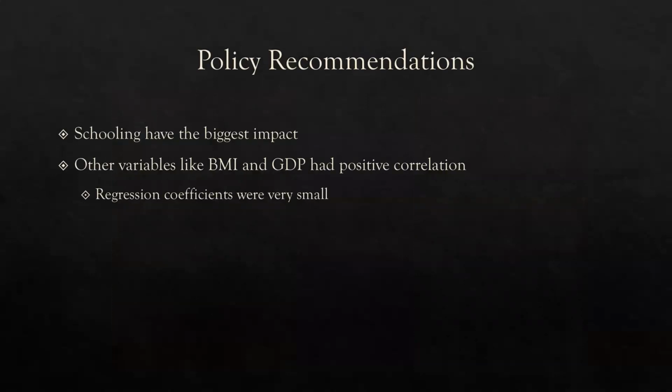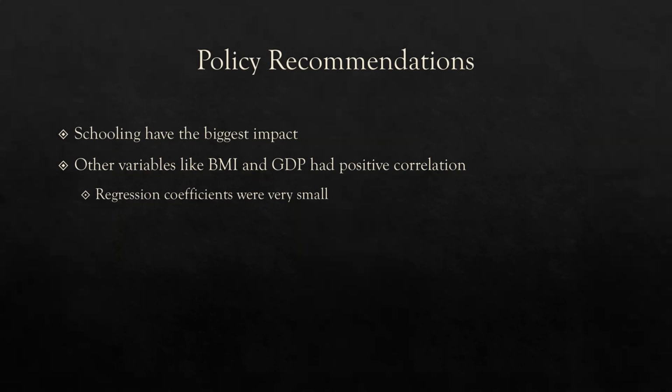Policy recommendations based on the empirical results. Obviously, schooling had the biggest impact. Its regression coefficient was 1.658. Although other variables were significant at all levels and had a positive coefficient, the coefficients were super small. So even increasing certain variables by 1 had almost little to no effect on life expectancy. Schooling was the only one that had a major effect. By increasing 1 year of schooling, you increase the life expectancy by 1.658.